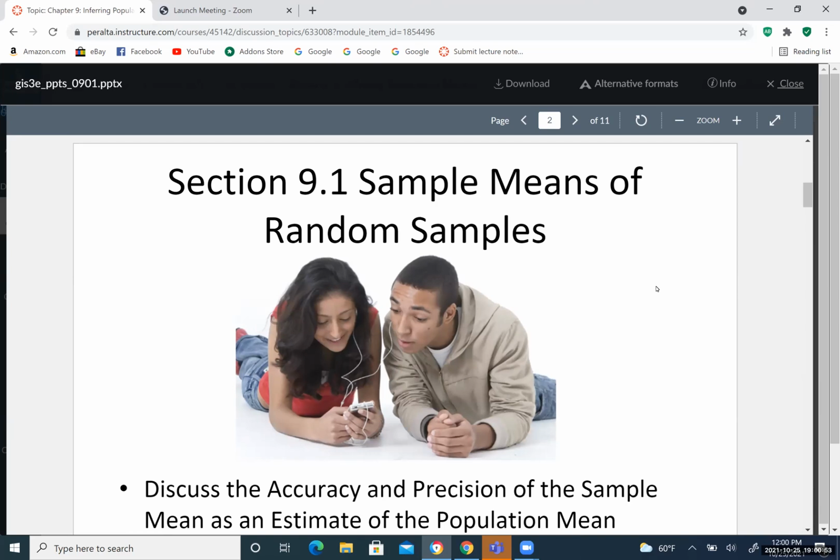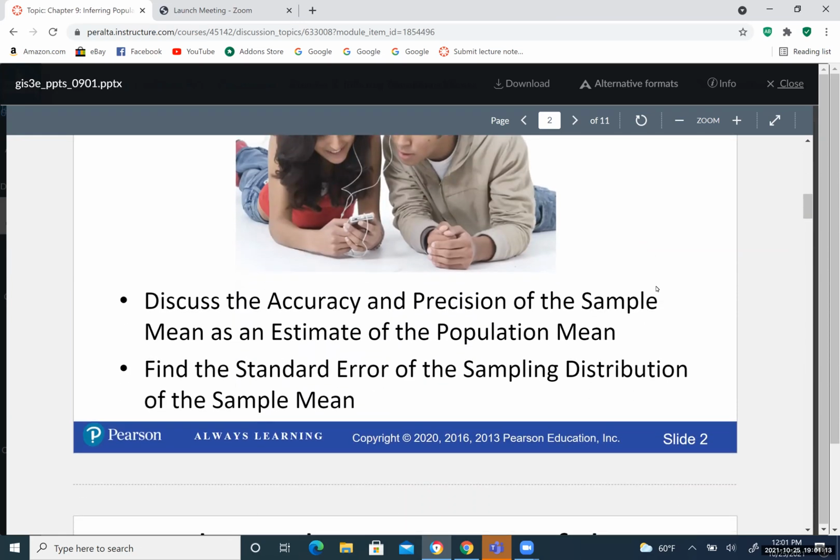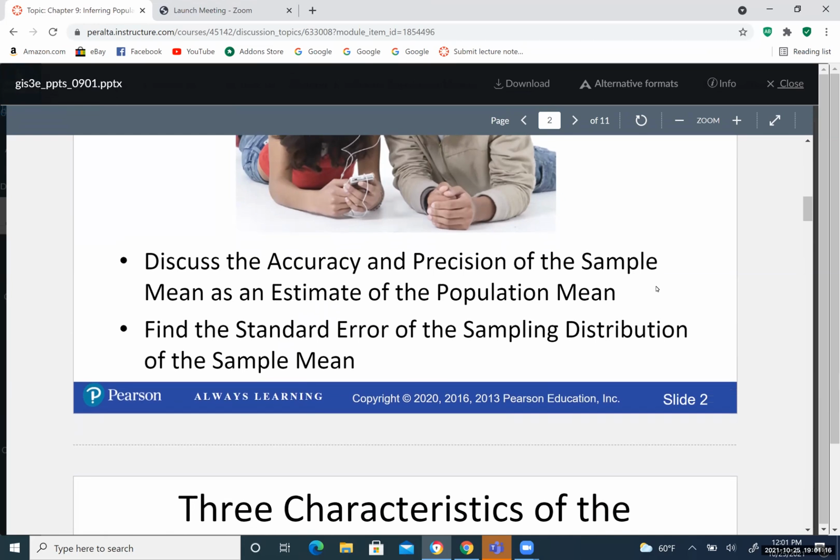Section 9.1 is about sample means of random samples. Sample mean notation is X bar, like I introduced before already, but you will see more notation on sample means later. In this section, we will discuss the accuracy and precision of the sample mean as an estimate of the population mean. Population mean notation is mu, right? Okay. Sample mean is notated as X bar.